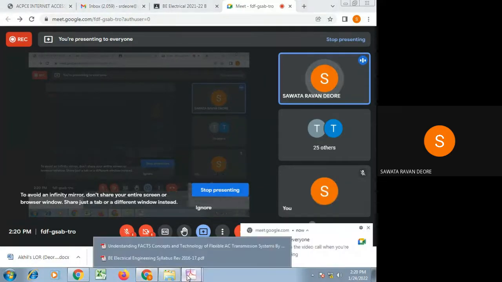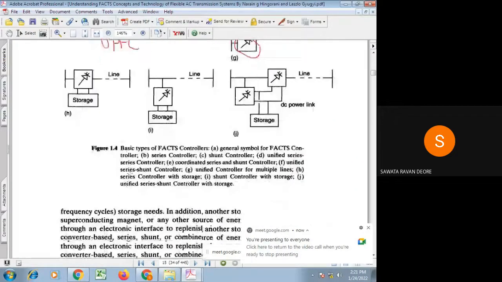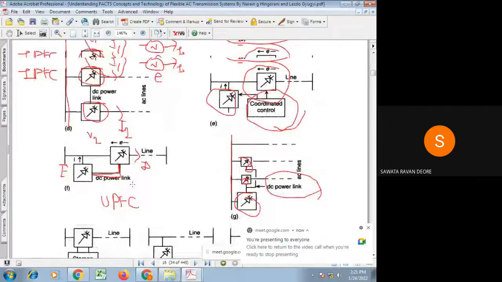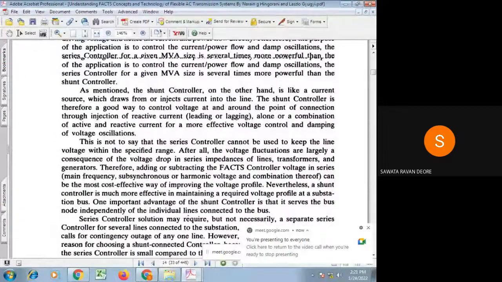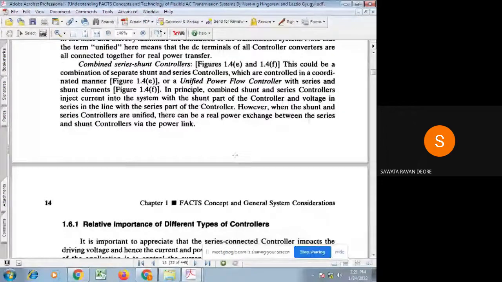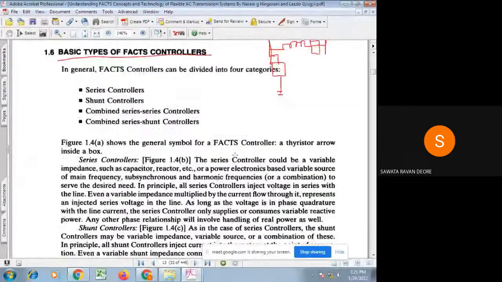So based on the interconnection of these FACTS controllers with the transmission line, they are classified. Now, in the coming lecture, we will see the relative importance of these types of FACTS controllers, how they are relatively important to each other. That means what the identity of a series controller is, what the identity of a shunt controller is, and where each is more effective for what applications. That relative importance we will discuss in the coming lecture.